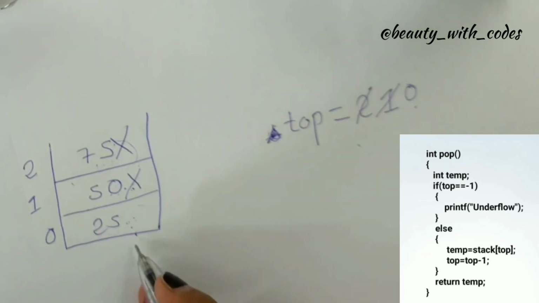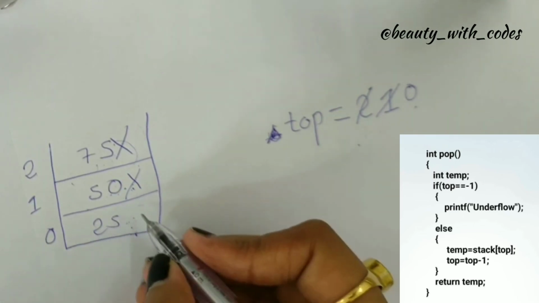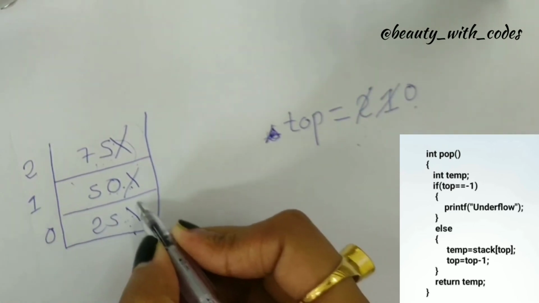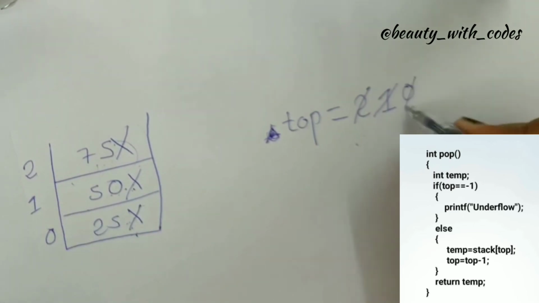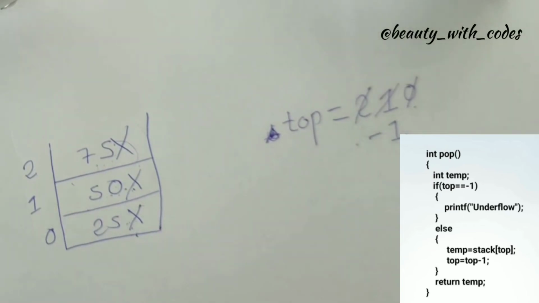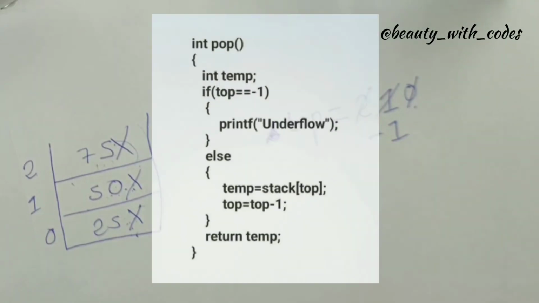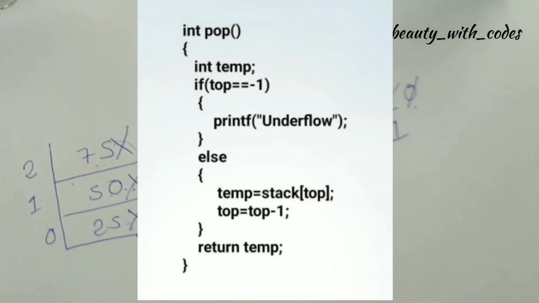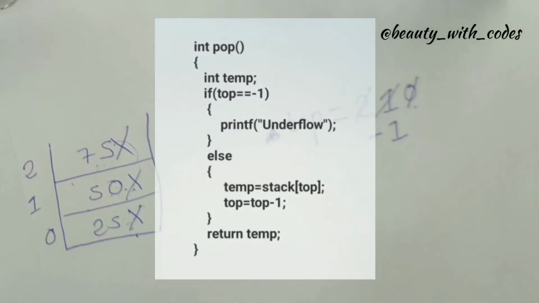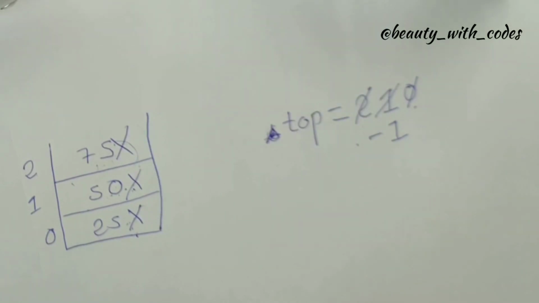Fine. Now if you want to pop this element too, you will pop it out. Okay, now your top is going to be equal to -1. It means your stack is empty. And now if you want to pop something out, you cannot because your stack is empty, so you cannot pop anything out. And this situation is called underflow. Okay, so this situation is called underflow.